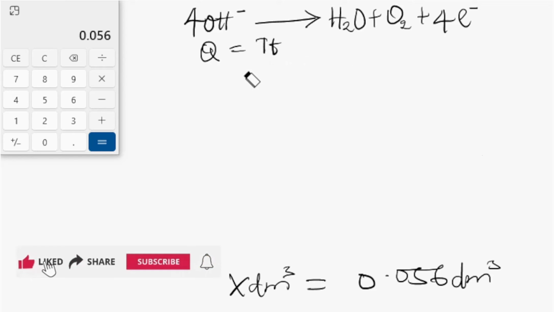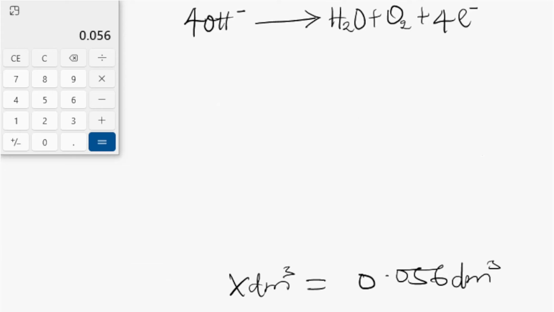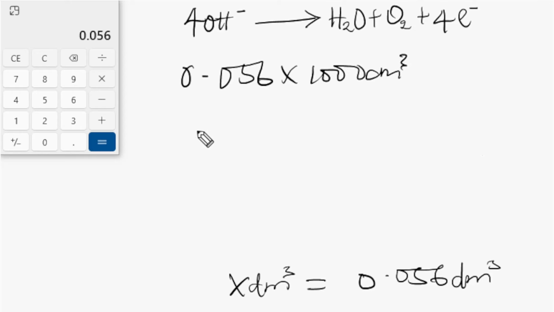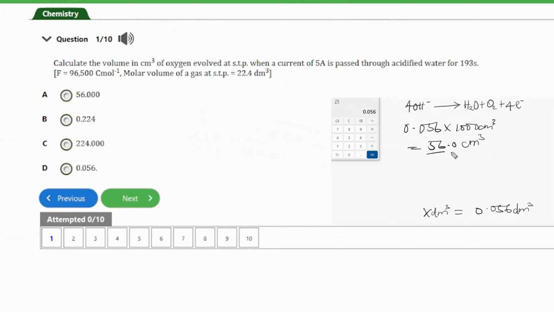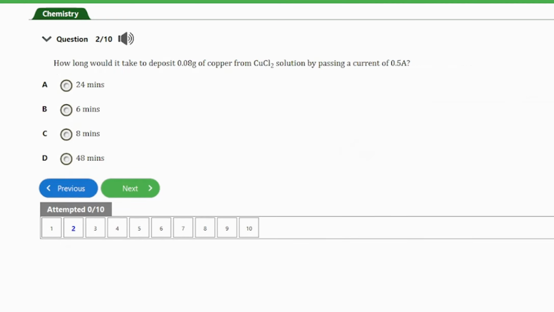So let's go ahead and wipe this. So that will be, like we know, multiplied by 1000. So this will be 56 cm cube. So guys, that's the answer to this question, and that's option A here, guys. So let's go ahead and wipe this, and then let's consider the next question.